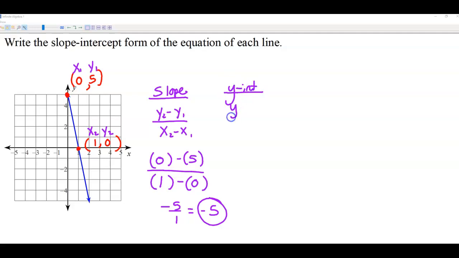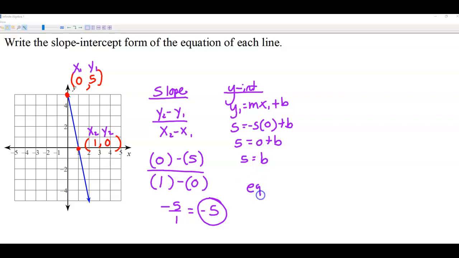Once again, we're going to plug in y1, m, and x1 so we can find b. My y1 is 5. Slope is negative 5. x1 is 0. Now 0 times negative 5 is just 0. And then 0 plus b is b, so we have 5.